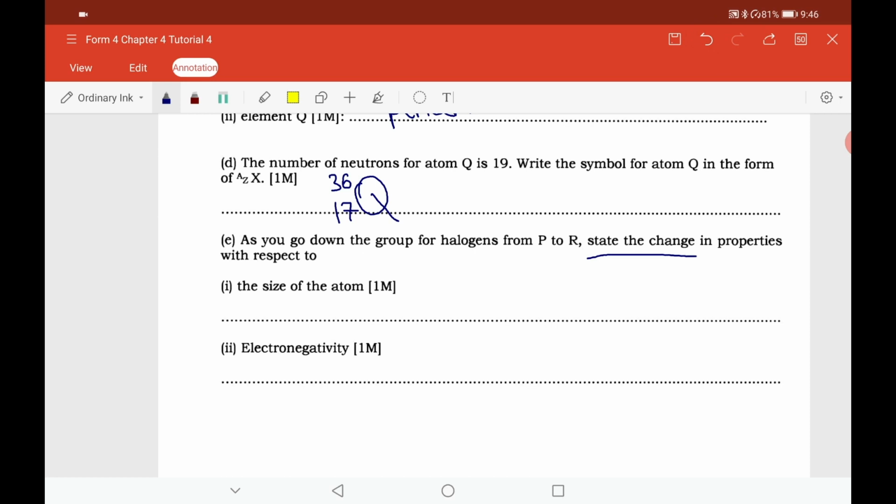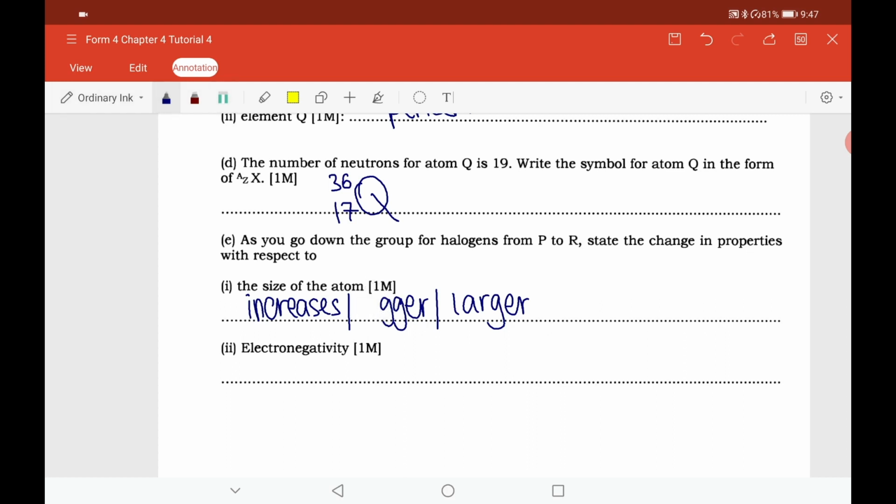Okay, that's it. So next one, as you go down the group for the halogen, you need to mention what is the change in the properties. This one, just tell people about the change. No need to explain. It's only 1 mark. What happened to the size? Going down the group, the size will become larger and larger. So you can say the size increases, you can say the size become bigger, you also can say the size become larger. No problem, same meaning.